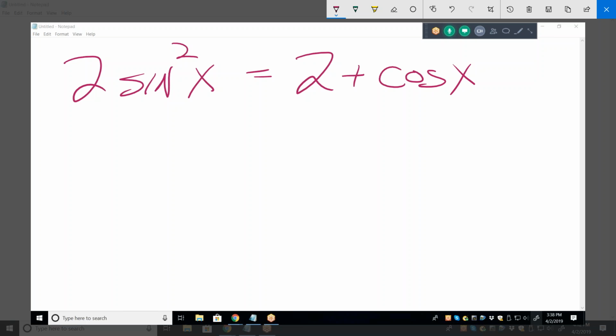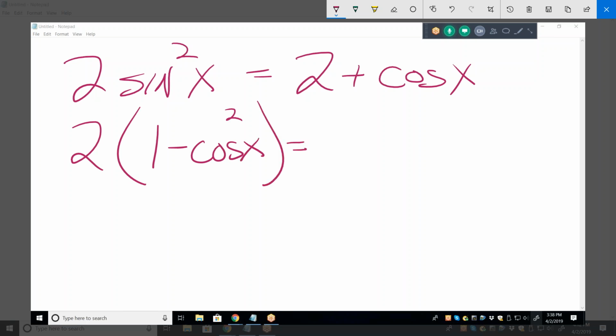Now, is there any way I can turn this into a quadratic that is in one trig function only? Use the sine squared x plus cosine squared x is equal to 1. So you can change sine squared x into 1 minus cosine squared x. And now that is going to give us a quadratic.